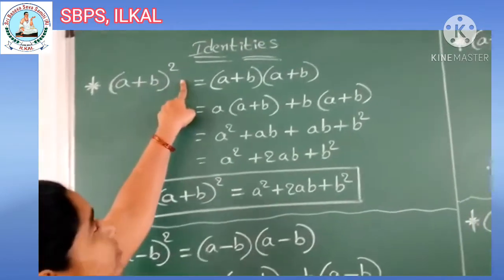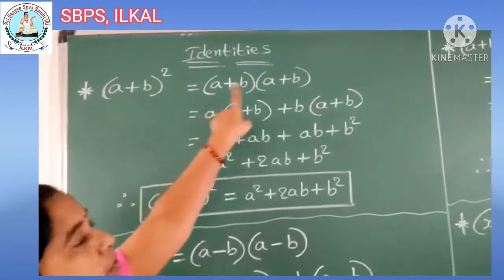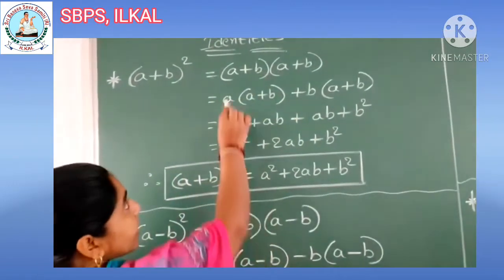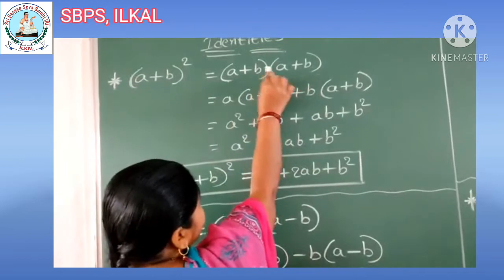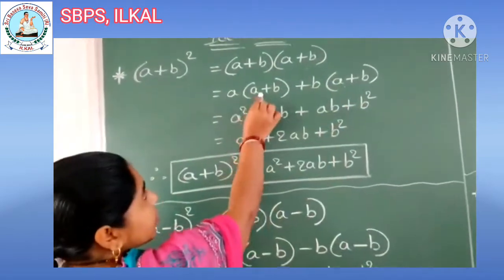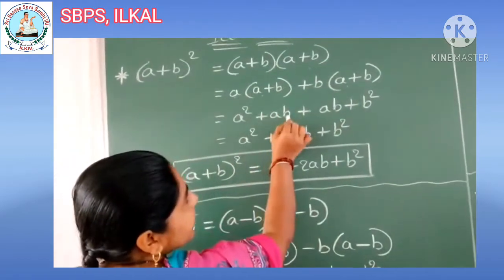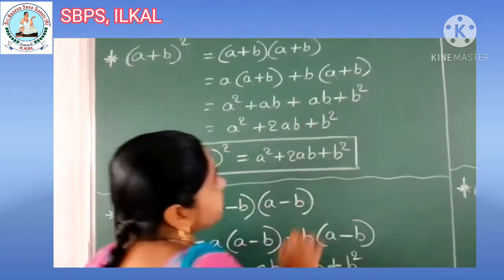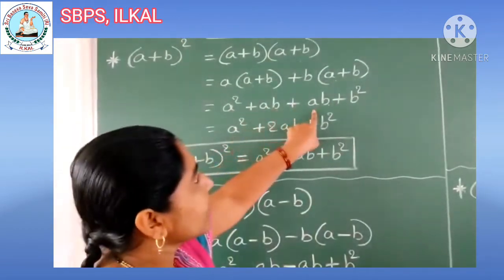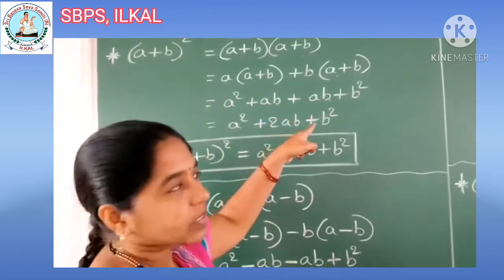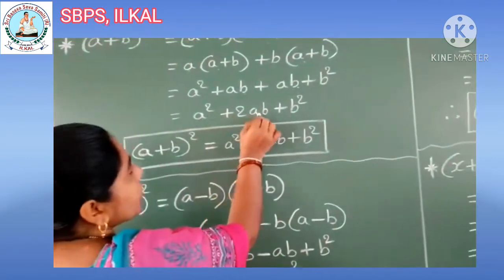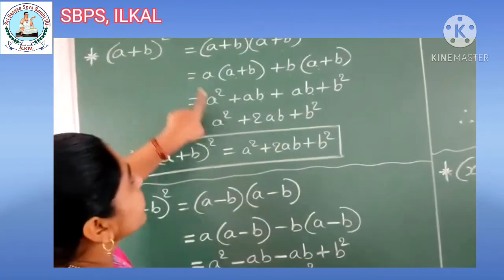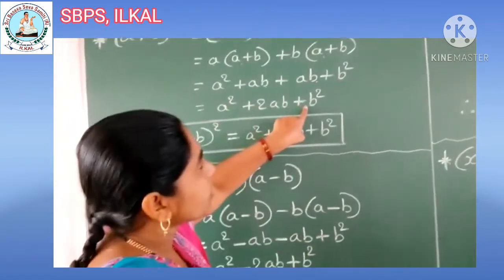A plus b whole square means, children, a plus b into a plus b, 2 times. You know binomial multiplication. A into a plus b into a plus b. A into a is a square, a into b is ab, b into a is ab, and b into b is b square. Here ab plus ab is 2ab because they are like terms. A square plus 2ab plus b square. After simplifying a plus b whole square, we got a square plus 2ab plus b square.